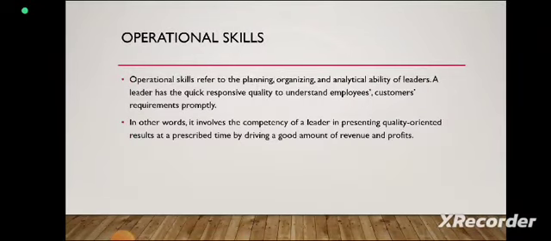Then operational skills refer to planning, how the leader is able to plan, organize, and the analytical ability of leaders. If a problem arises in an educational institution, how is the principal or the correspondent able to solve the problem, what are the measures they take, and how soon is the problem solved. These refer to the operational skills of the heads in that educational institution. So, we can measure a good leader with this operational skill also.